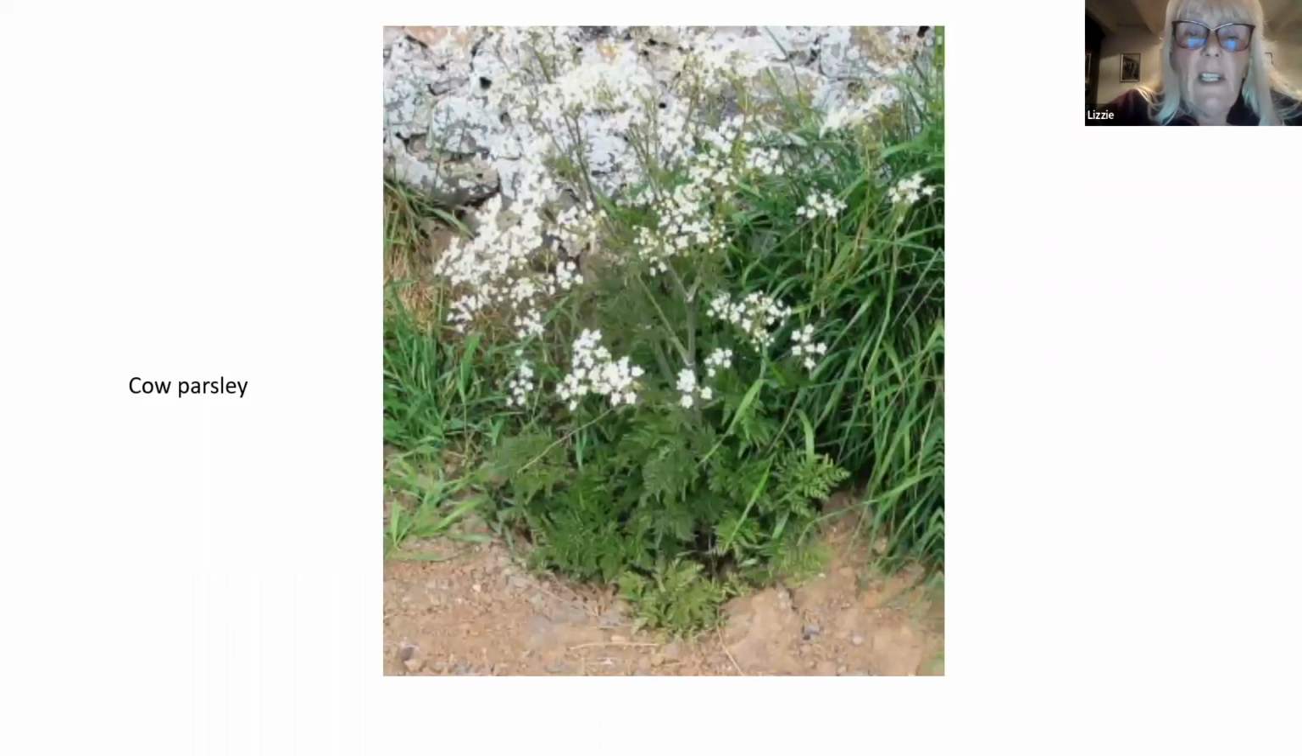So there's cow parsley, and it's got very highly divided leaves. That's one thing that straight away gives you a clue that this particular species, the leaves are very divided, very pinnatified, and the flowers will give you more clues as well. So you have to look at a combination of characters to work out what each species is.